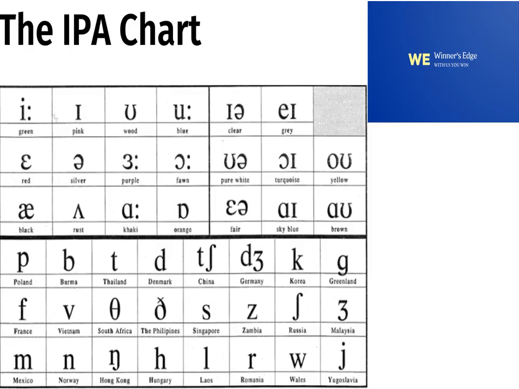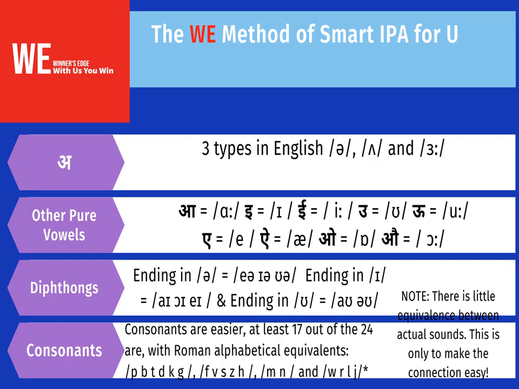So to begin with, the IPA chart: 20 vowel symbols, 12 pure and 8 diphthongs, 24 consonant symbols. Now, as you can see, some of them you know already, some of them may be new to you. So I have devised the V method of Smart IPA for you. We will use what you know already to send into your memory permanently what you are learning in case of English language. So we'll use swar, the Hindi swar, Hindi Varnamala swar for the pure vowels.